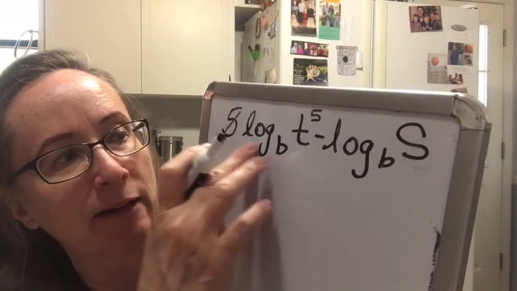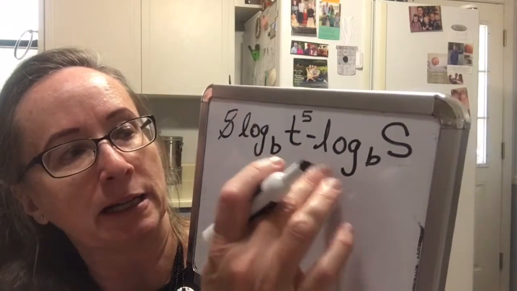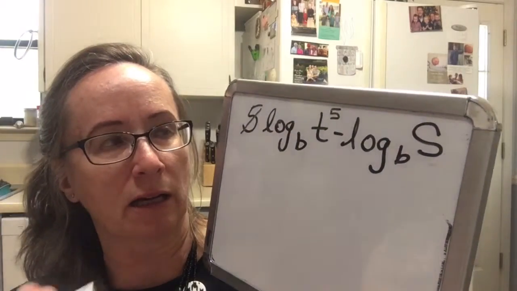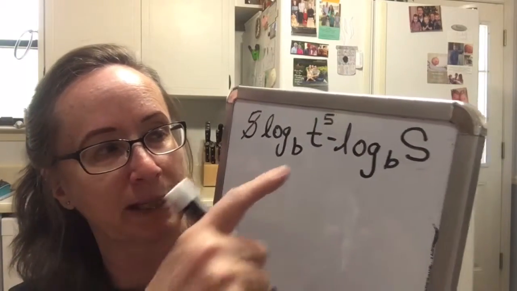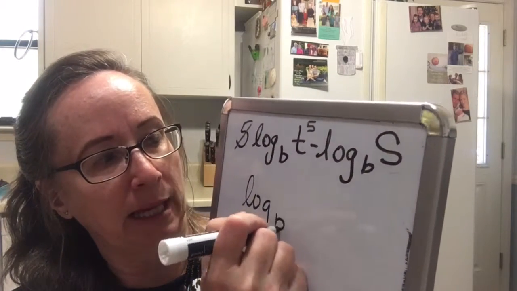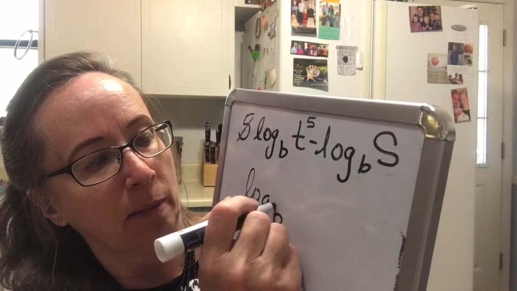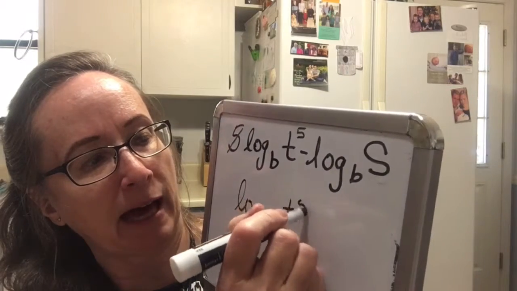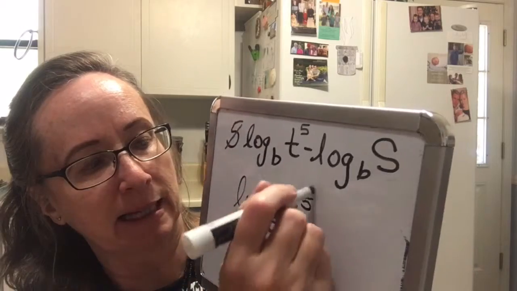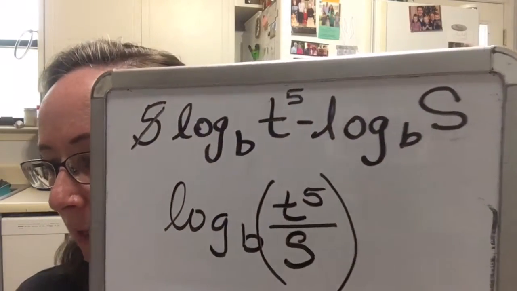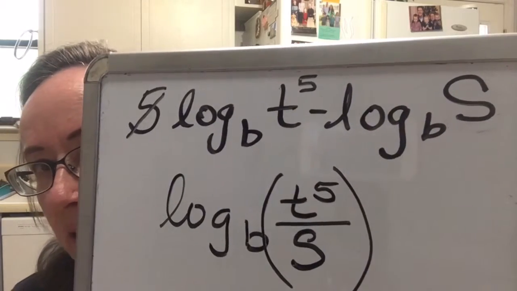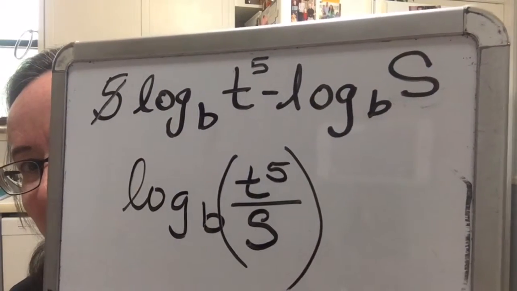So it's going to cancel here and run back up over there to be a t to the 5th. And now I just have log base b of something minus log base b of something. So I can write that as 1 log of a quotient because there's a minus in there. We're going to have log base b of t to the 5 divided by s. And this, again, is the whole argument there. And that is the correct answer, according to the book.